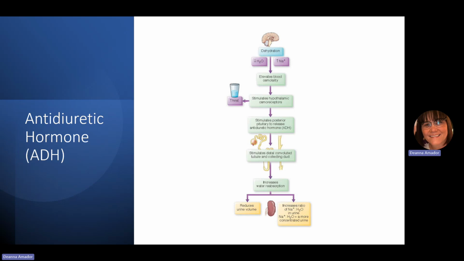This antidiuretic hormone, if you think diurese, you're getting rid of fluid. Antidiuretic, that means stopping it. So it's helping your body hang on to fluid. So it stimulates your kidneys to increase water reabsorption. And by increasing water reabsorption, what it's hoping is that it helps your body hang on to fluid. By doing this, then you have a reduction in your urine output.